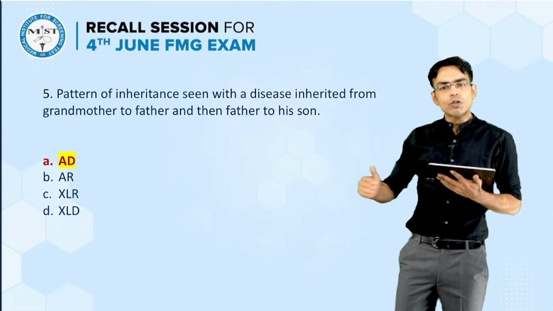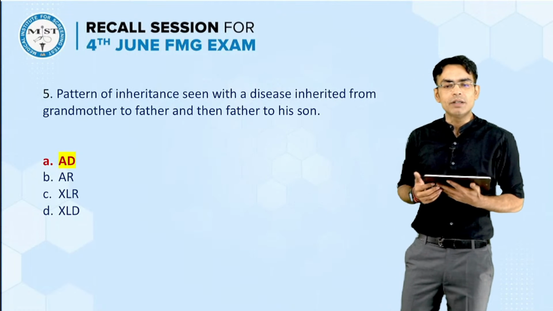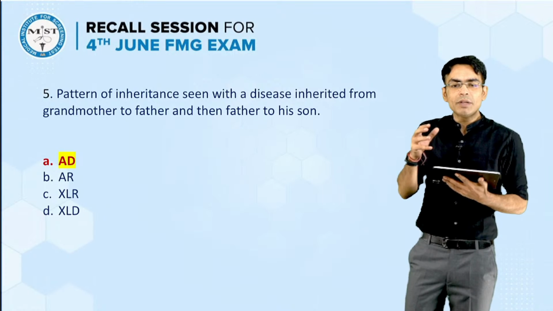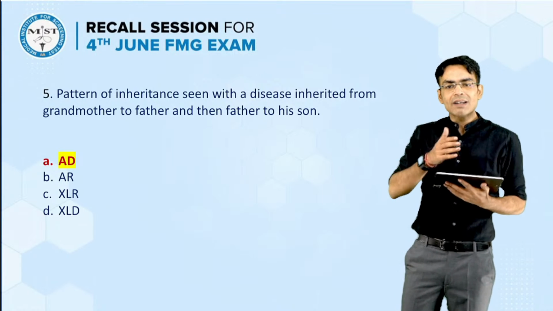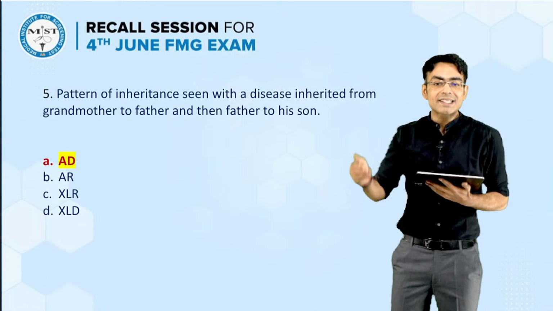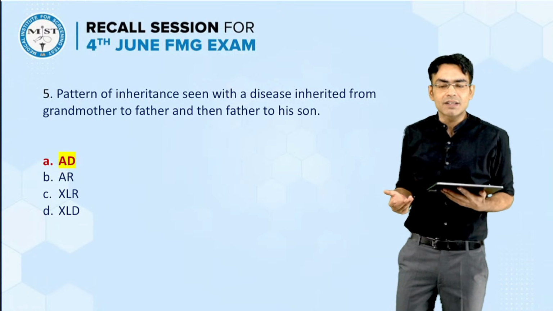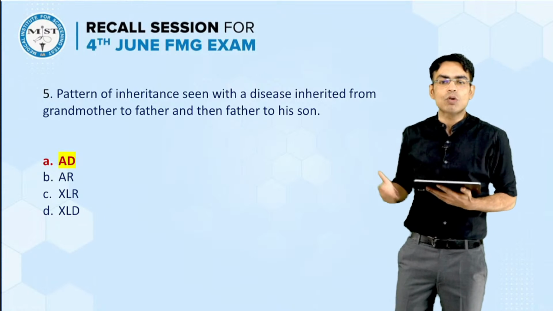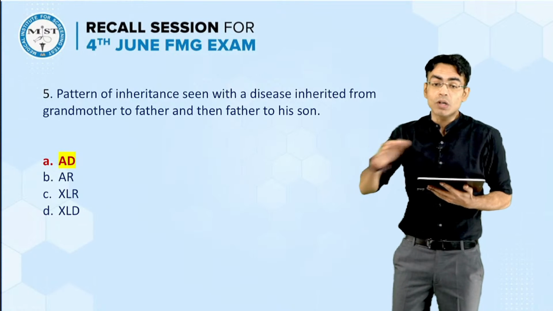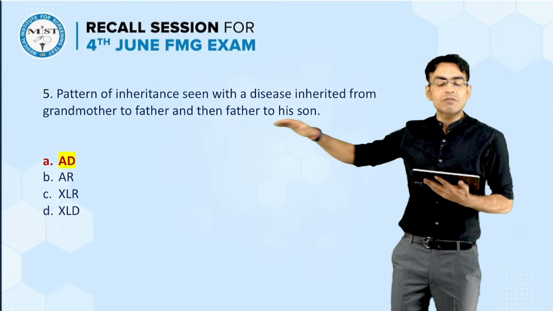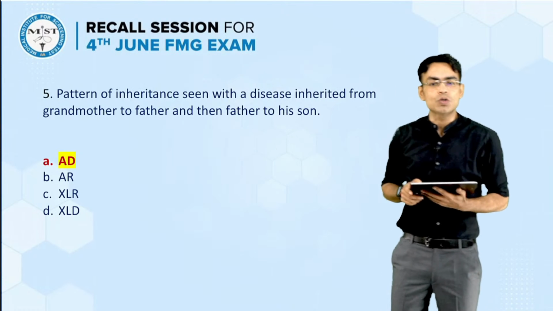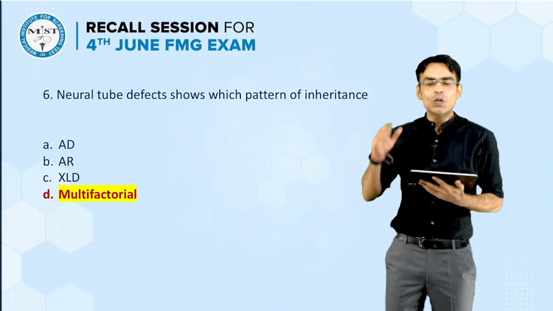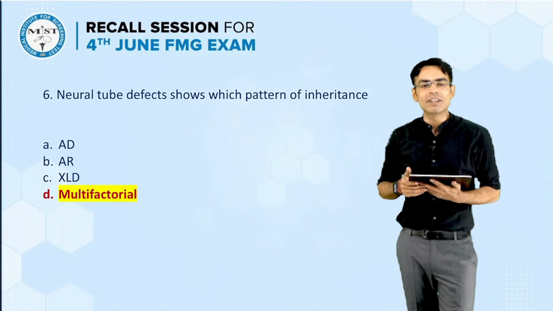So you could be confused between autosomal dominant and X-linked dominant. When we are talking about X-linked dominant, you must be remembering one more phenomenon, that is crisscross inheritance. Father never transmits the disease to his son if it's an X-linked disease, because father transmits his X chromosome to the daughter, not the son. So because the father has transmitted the disease to the son and there is no skipping of generation, the answer becomes autosomal dominant. Then, neural tube defects show which pattern of inheritance?